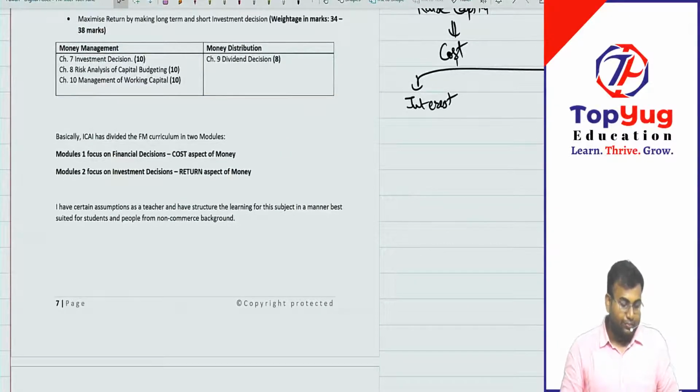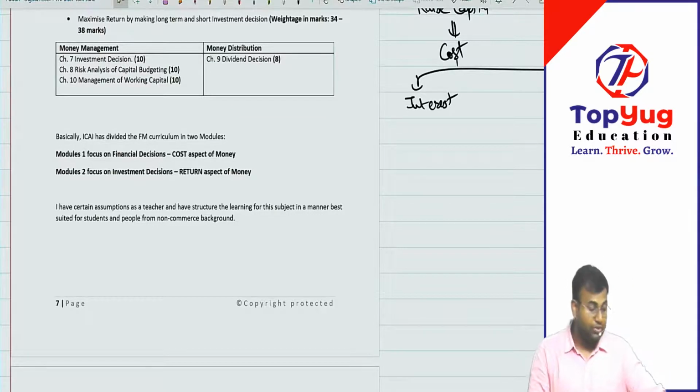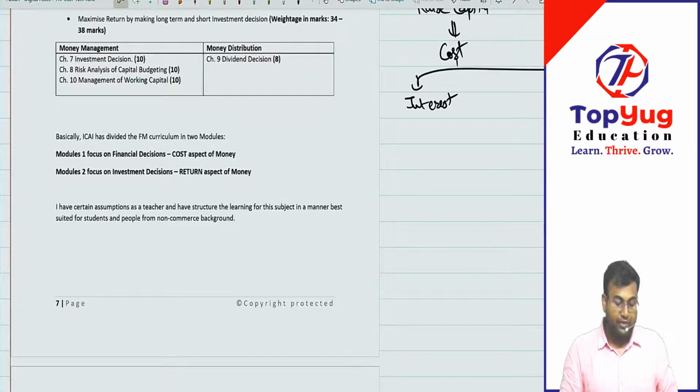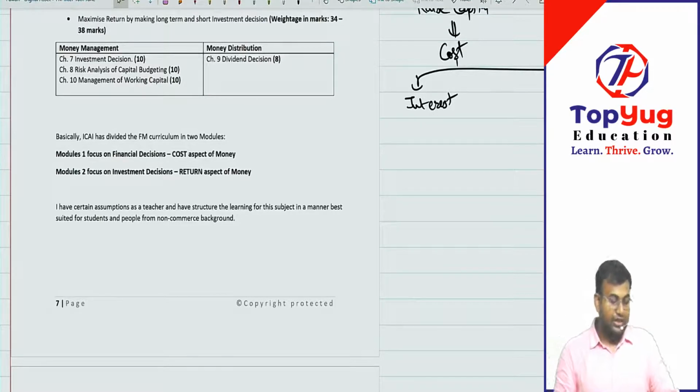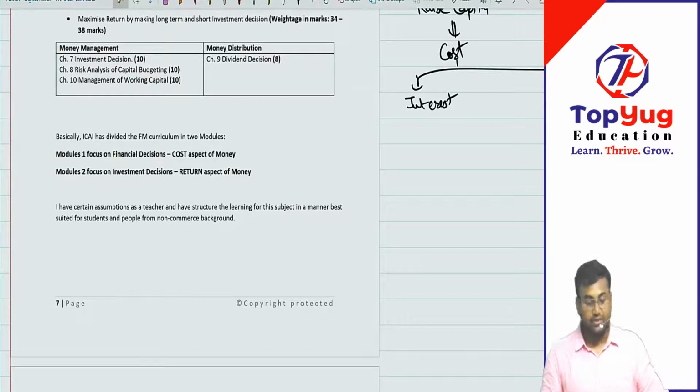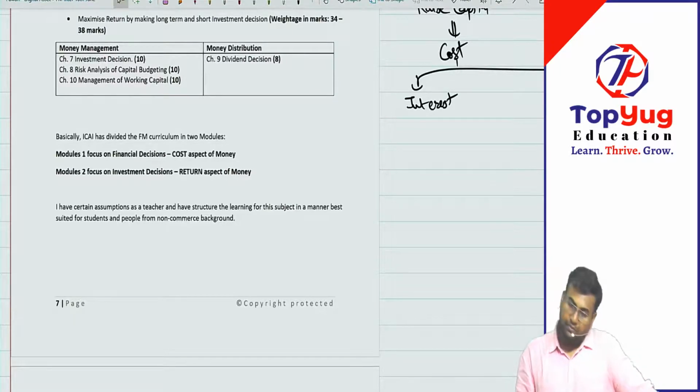So basically ICAI has divided the FM curriculum into two modules. Module 1 focuses on financial decision, that is the cost aspect of money. Module 2 focuses on investment decision, that is the return aspect of money. Are we all good?